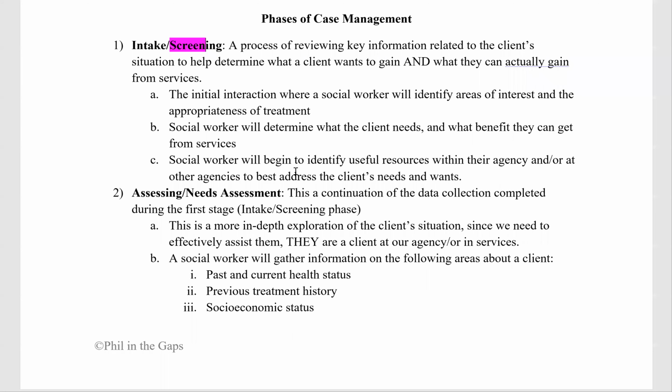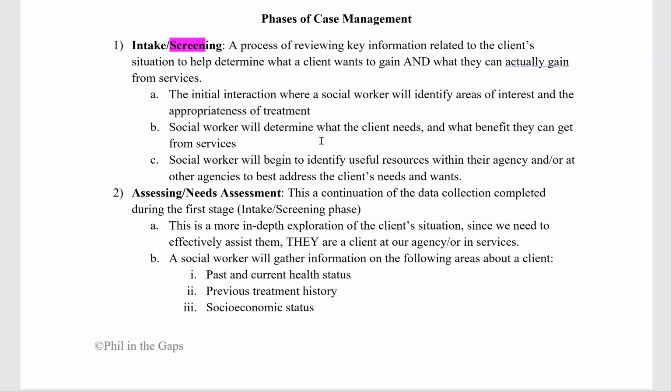let them in. And what that looks like is a process of reviewing key information related to the client's situation to help determine what a client wants to gain and what they can actually gain from services. So if somebody is screened and they wouldn't really benefit from services or their needs wouldn't warrant services, then we're not going to let them in the house, aka through the screen door.